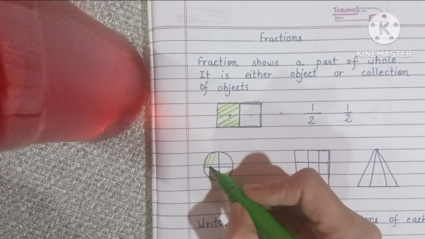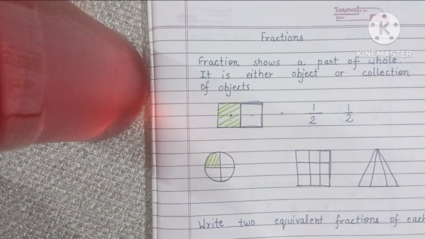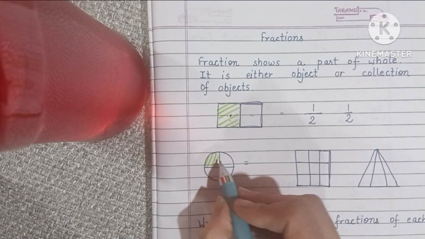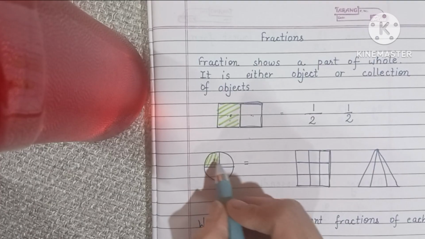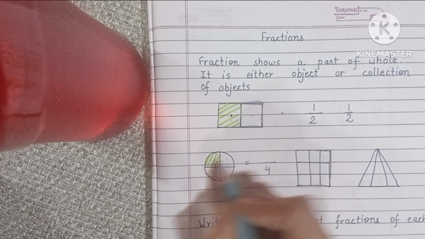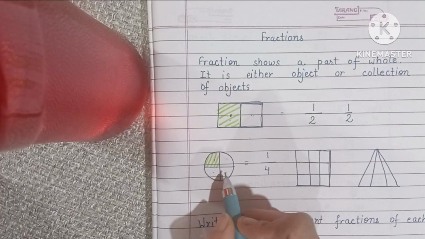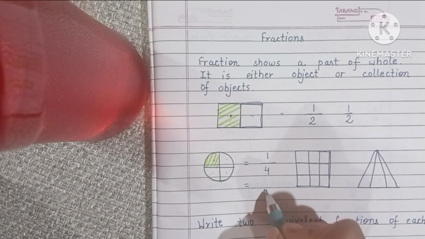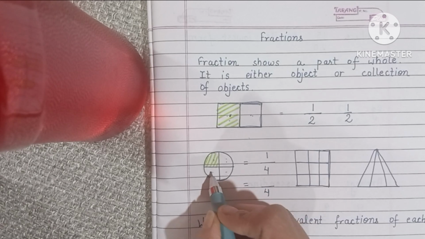Take another example. In this circle there are 4 equal parts, 1 2 3 4. If we shade this part, then what is the fraction of this? Firstly we write down the whole, 1 2 3 4, 4 parts, and the shaded part is 1. If we write the unshaded part fraction, then this is 1 2 3.